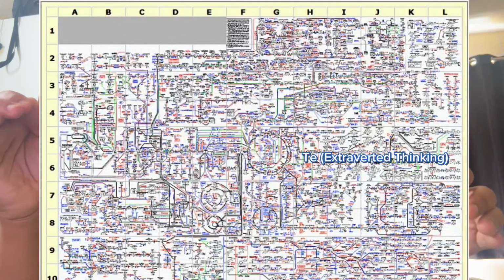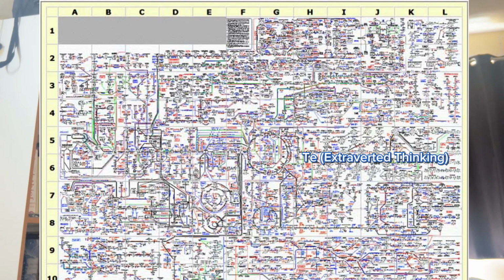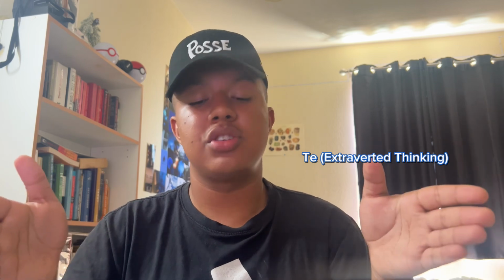And people always online talk about how difficult it can be or how methodical it has to be. And that's exactly what TE is about. Decision making and going in a straight process from A to B while being logically consistent and efficient throughout.